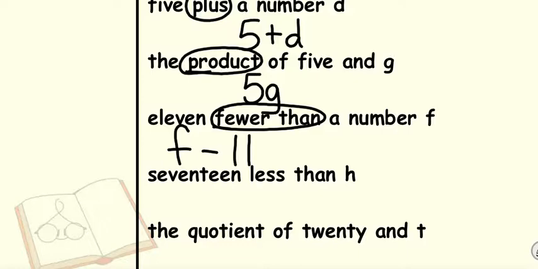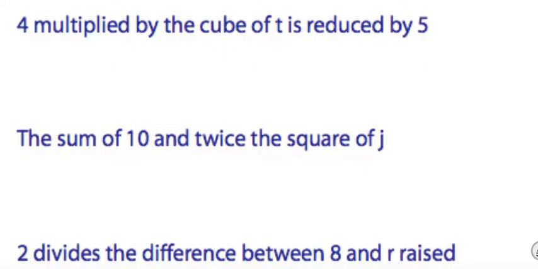Well, if I needed to find 11 fewer than my age, I'd have to start with my age and take away 11. The next one, 17 less than h. 17 less than h means I need to start with the h and take away the 17. Similar to the problem above. Again, try these and then come back.